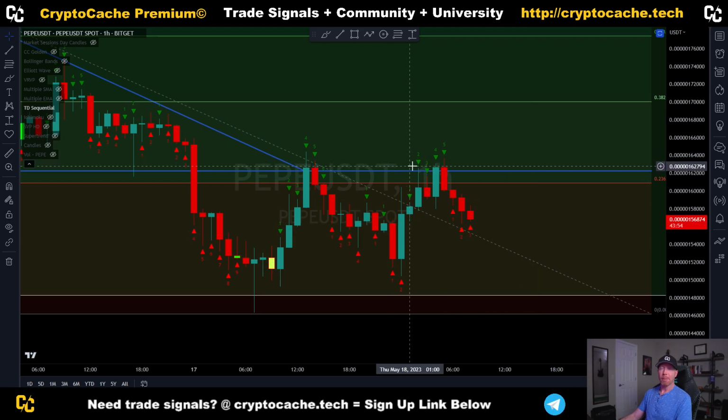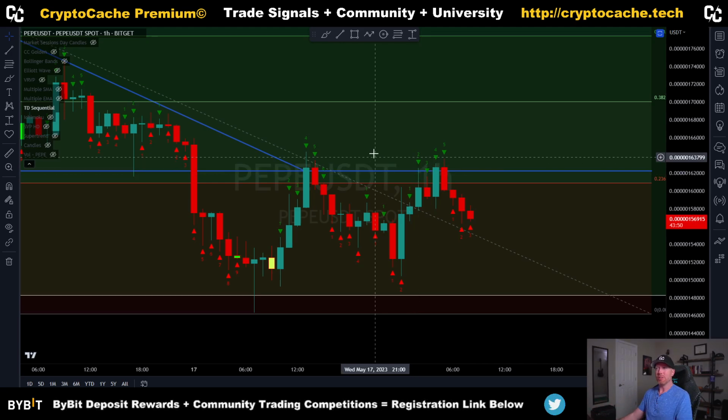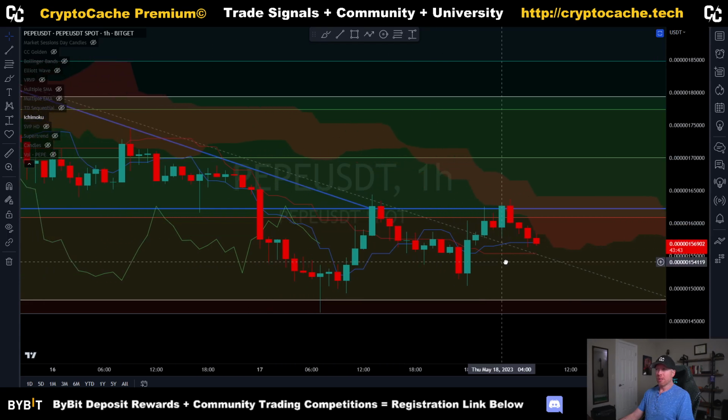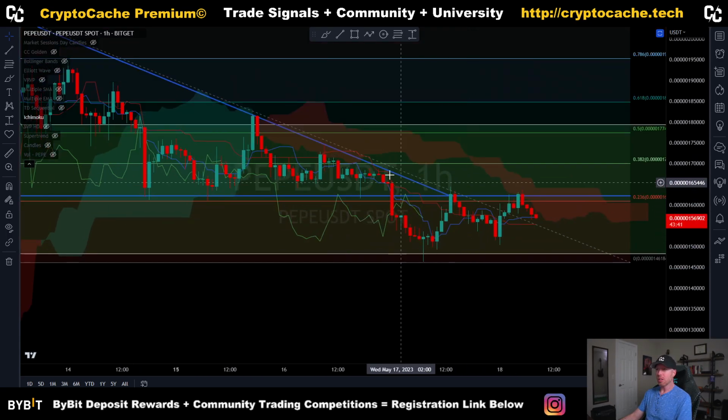or retest this level. Okay, so again, that's where it's important to pay attention to those patterns, specifically on the hourly. The hourly is the best time frame to see that. We're not seeing it yet. Based on Ichimoku cloud, we are still below the cloud. And this works concurrent with a descending trend.